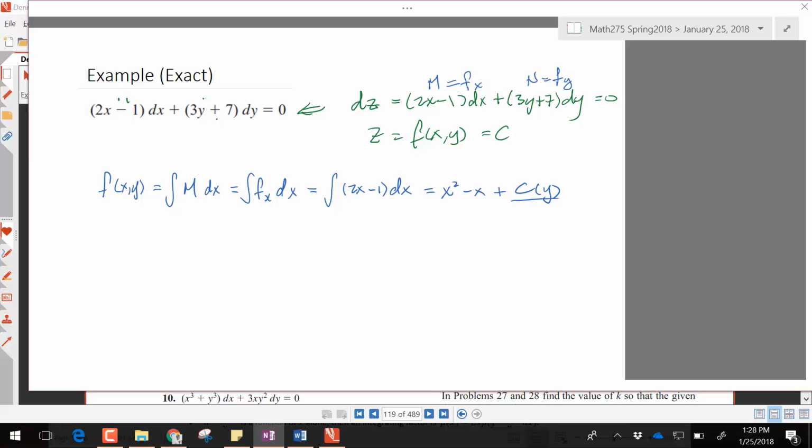All right. The way the book does it is that they go from here and take the derivative of this with respect to y and then try to set it equal to the N function. But I like to go back to the potential F function and see if we can grab the potential F function from the N. So N is F of y. And we would have gotten that N function by taking the derivative of the original function with respect to y.